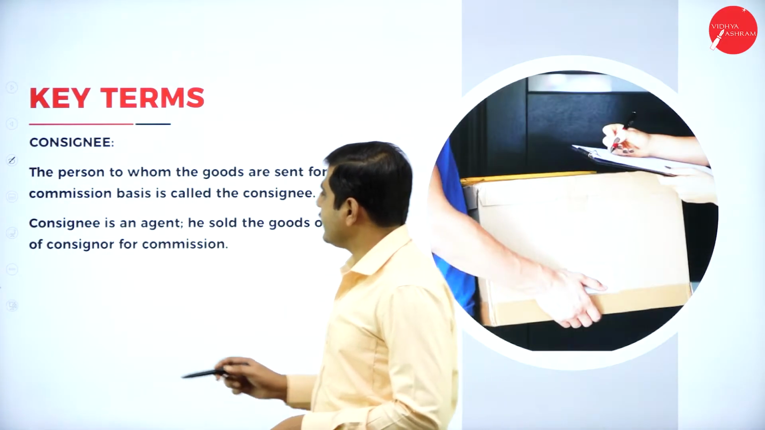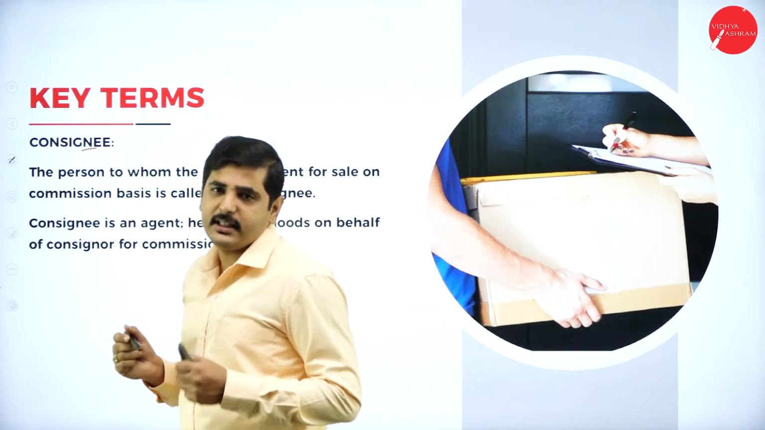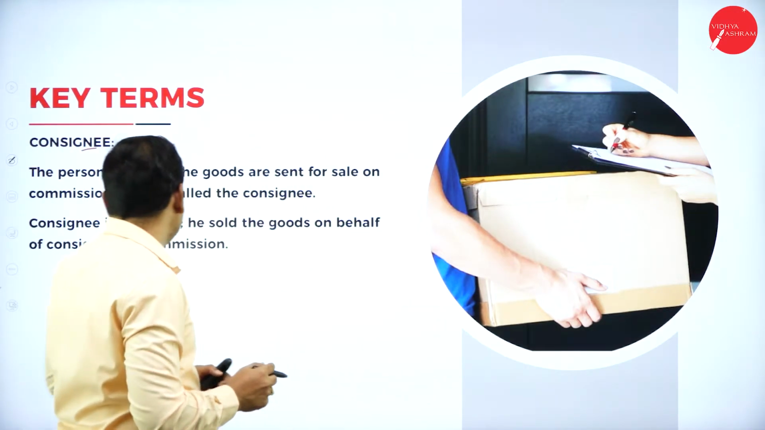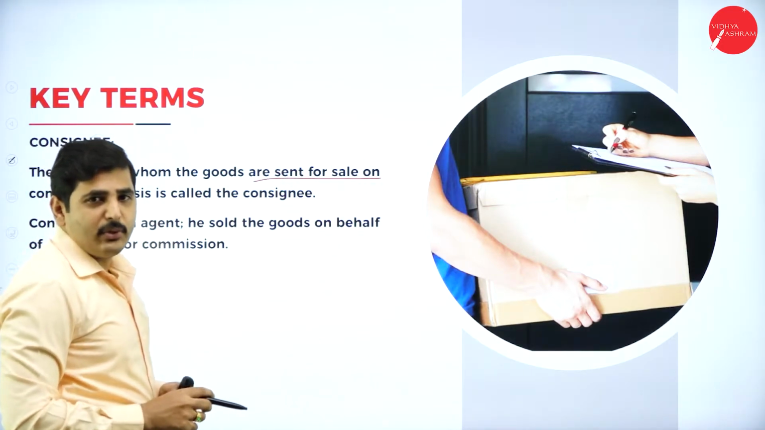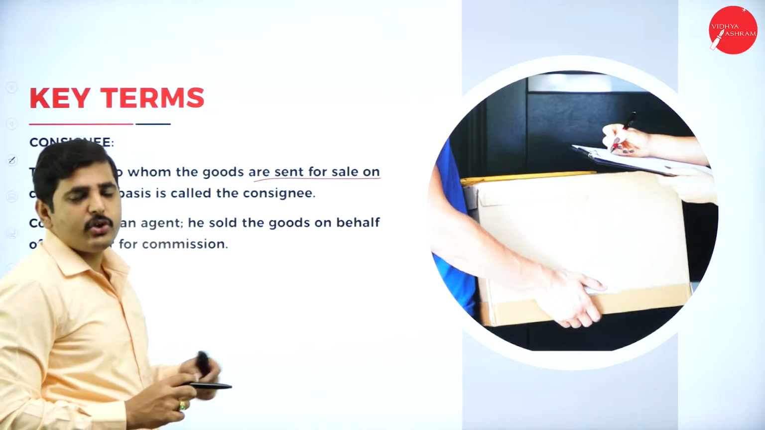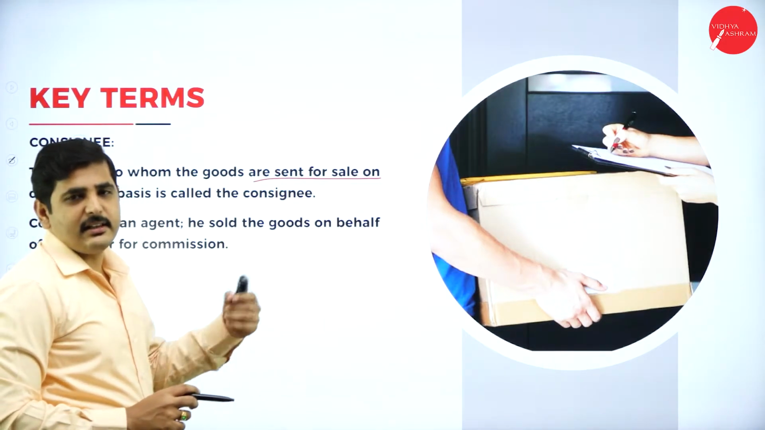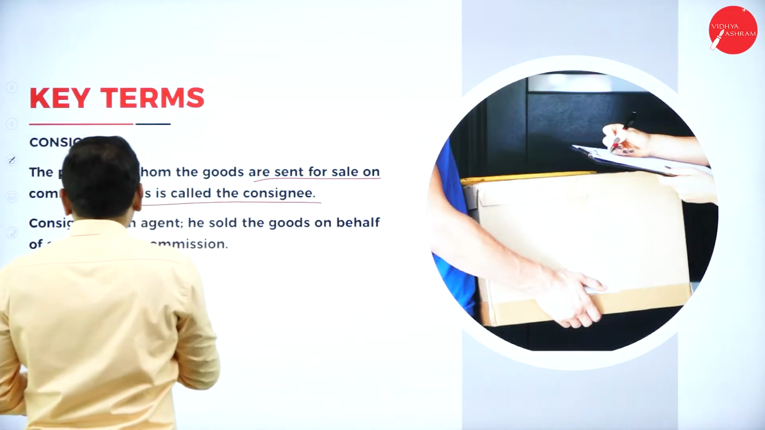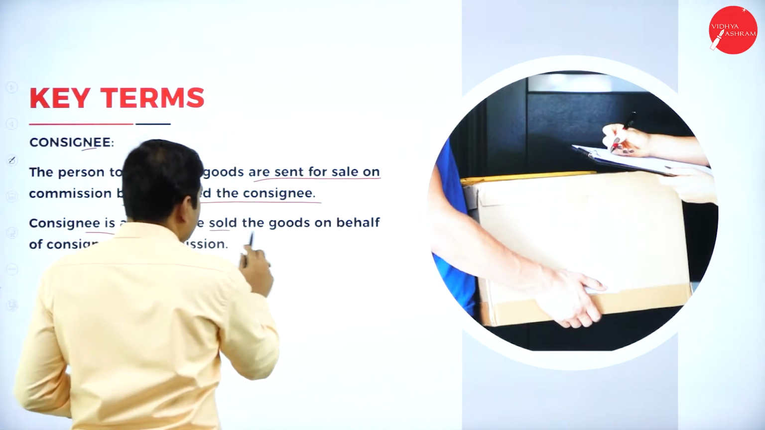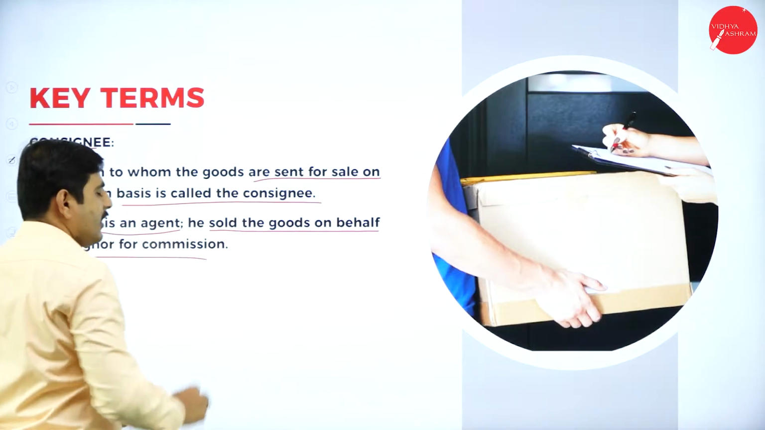Next one. Who is the consignee? The consignee is an agent who will sell the goods on behalf of the owner. The owner will not sell the goods. So on behalf of the owner, the consignee will sell the goods and he will get the commission. So this is called the consignee. The consignee is an agent. He sells the goods on behalf of the consignor for commission.